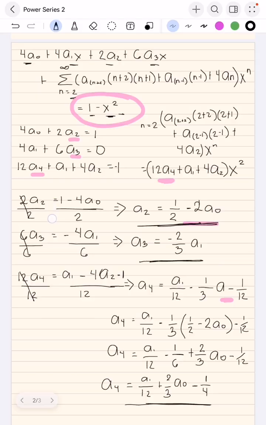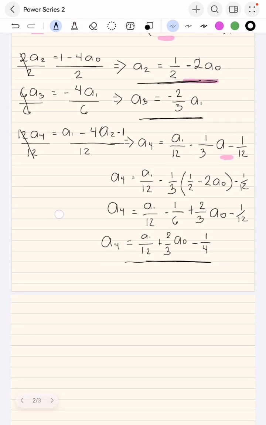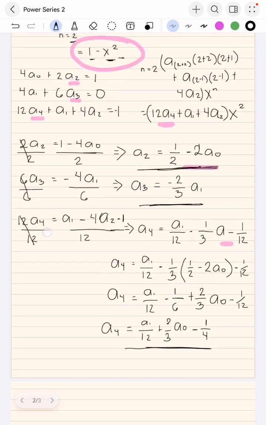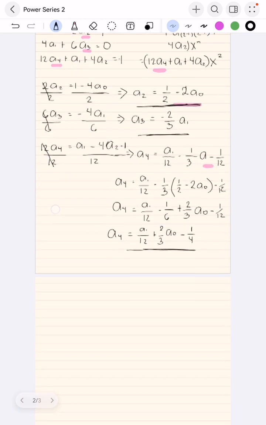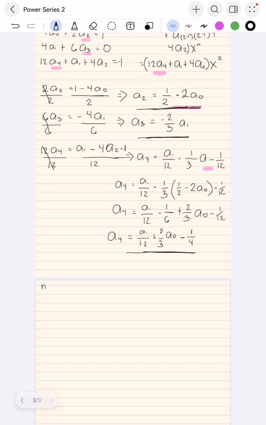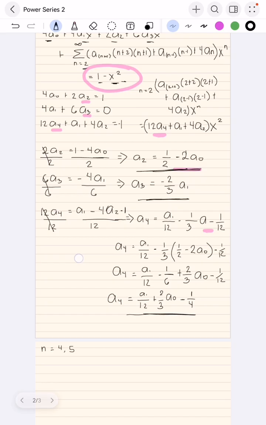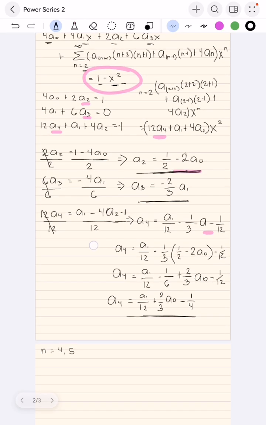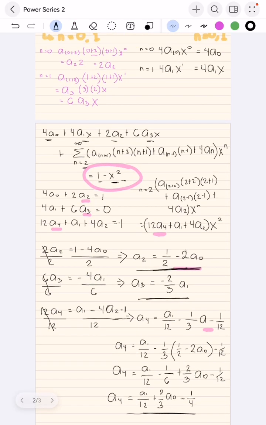Now let's find. It looks so messy, no? I'm so sorry for this, guys. So now we can actually find other n values. So let's find n equals 4 and 5. So we can now use inside of this equation this one.